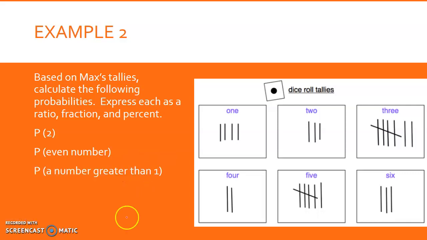What about the probability of a number greater than 1? Well, Max rolled 1 4 times. I can just subtract 4 from 25 rather than adding them up. It's a little quicker. So I get 21 out of 25. If I multiply that by 4, again I get 21 times 4 is 84. So I get 84% chance of rolling a number greater than 1 or 0.84.